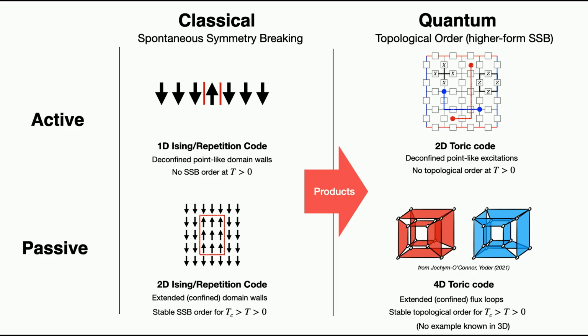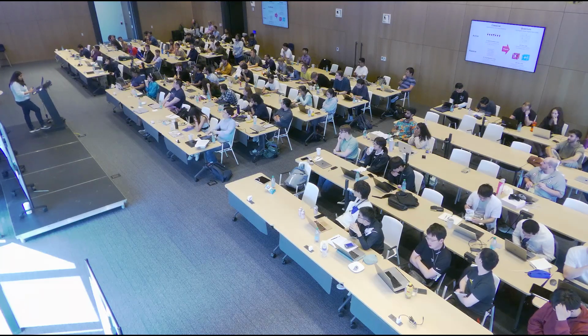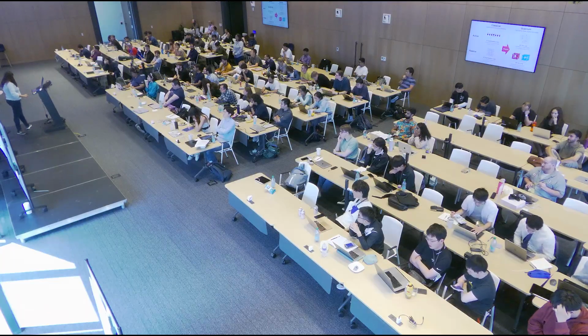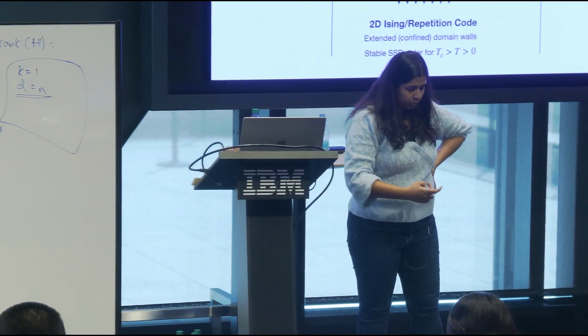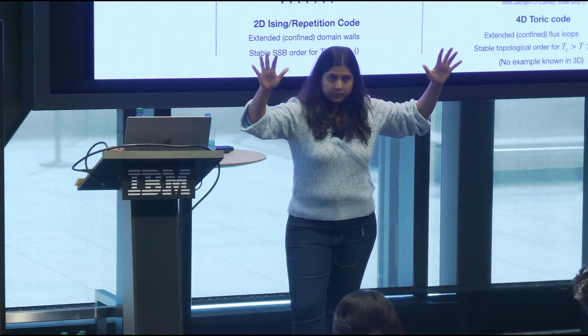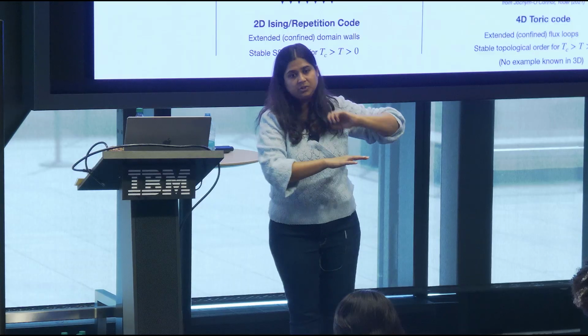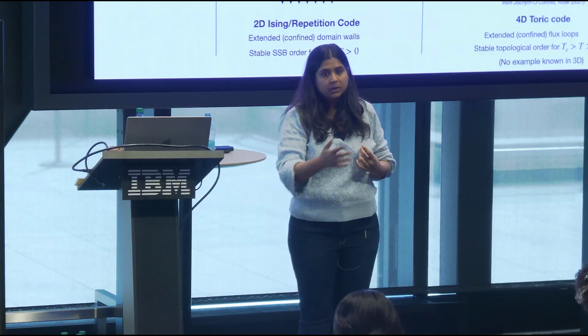So in 4D toric code, why do you want confined flux loops? Shouldn't we be looking for deconfined excitation? Good. So it gets more subtle. There are membrane operators which are tensionless. Okay, so think in 3D, actually the 3D classical gauge theory is a good example.